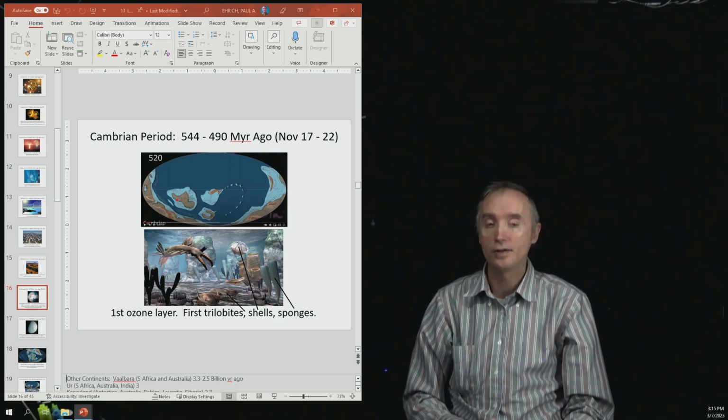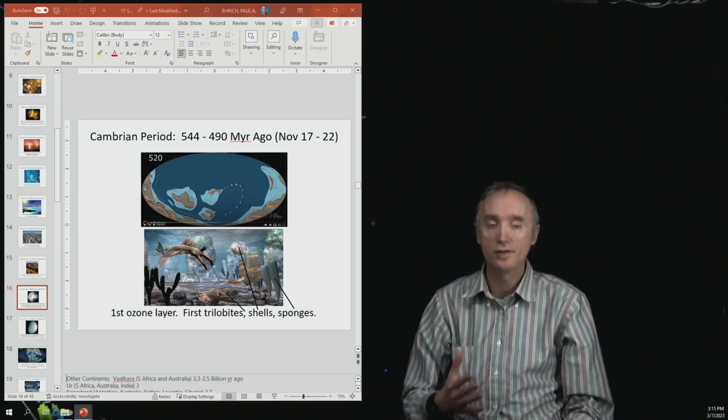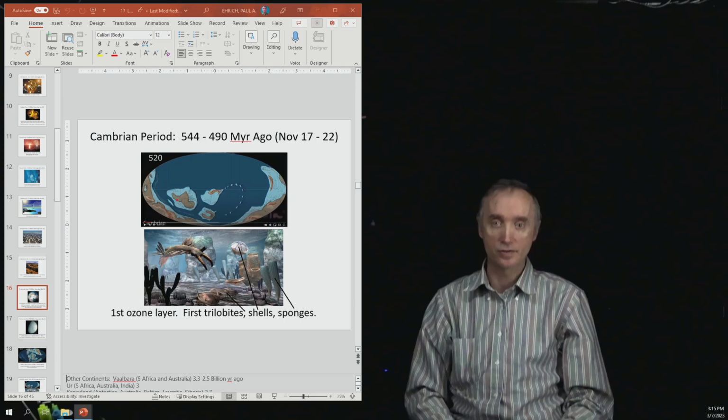But at this point, it's still too weak to keep out the ultraviolet, and so if there were any organisms on land, they probably would be killed by the ultraviolet light. So what does that leave us with?